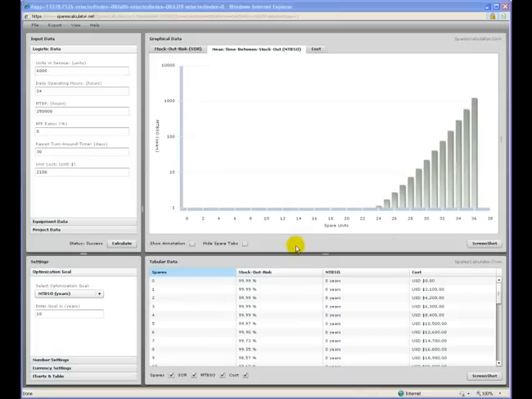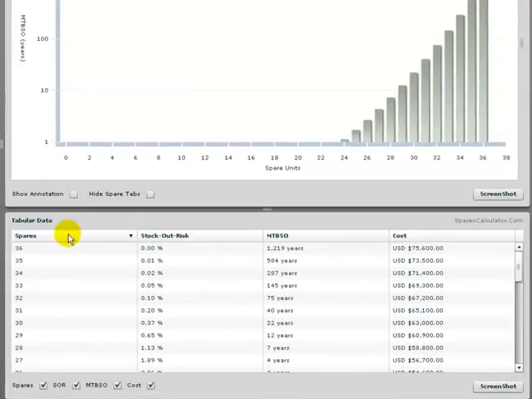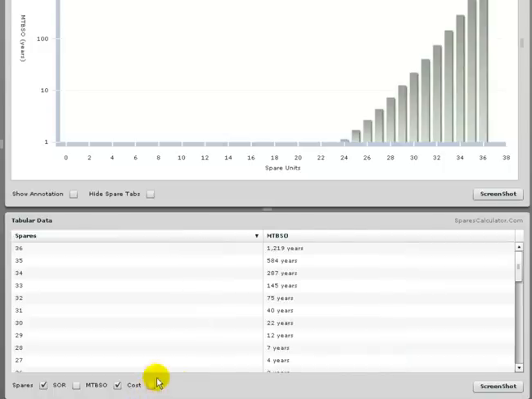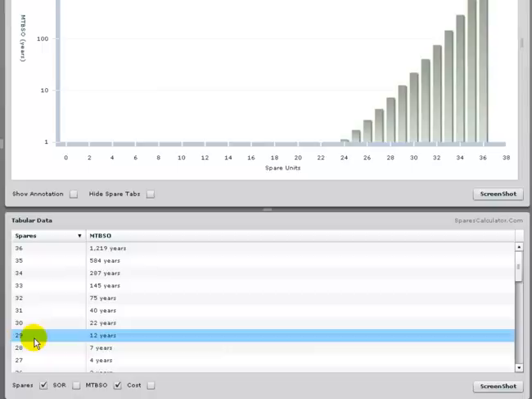Let's take a look at the tabular data. I'm going to click on the spares header to order the spares in descending order. And I'm going to switch out the cost and the stockout risk data so that we're not confused. And again, we can see from the tabular data that we're going to need 29 spare units to meet our mean time between stockout goal of 10 years. We can also see the effect of holding 28 spares or 30 spares.